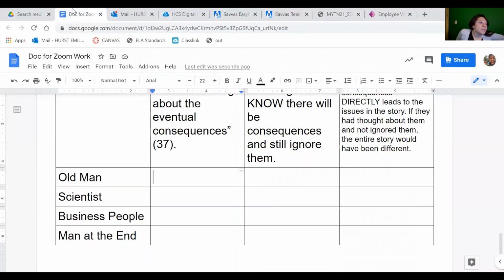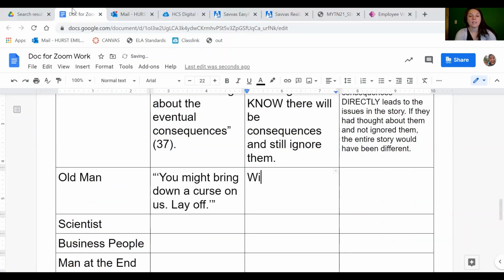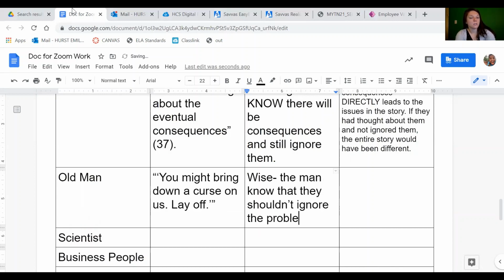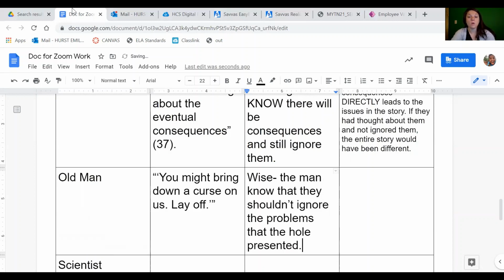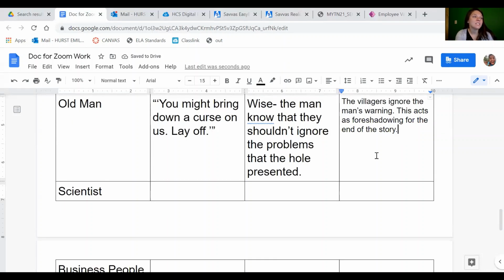All right. So for the old man, I'm going to do his direct quote. He said, "You might bring down a curse on us, lay off." So I think this man is wise. The man knew that they shouldn't ignore it. So how does that contribute to the story? The villagers ignore the man's warning. This acts as foreshadowing for the end of the story. Interesting.